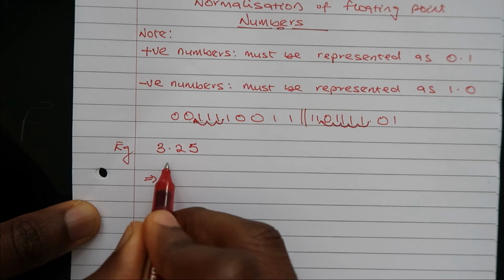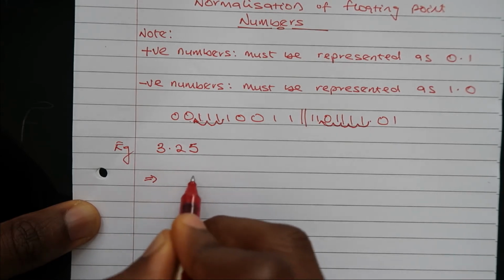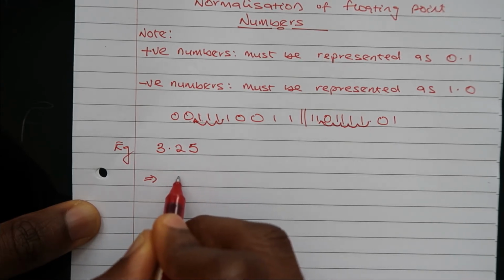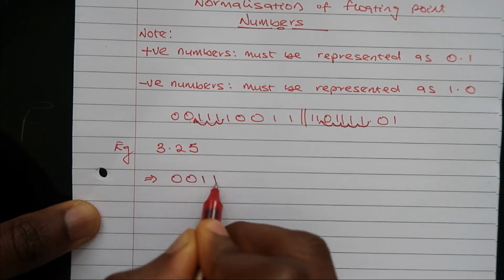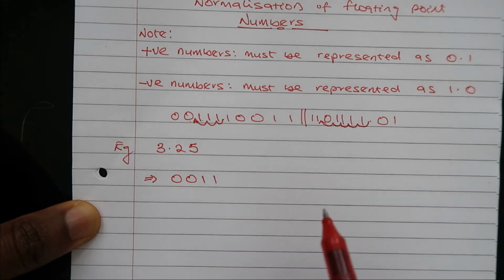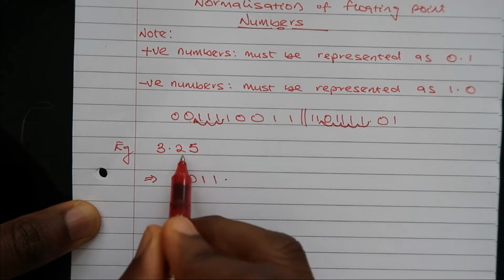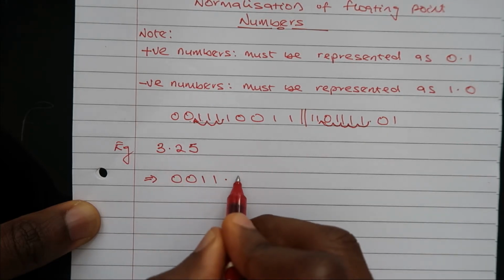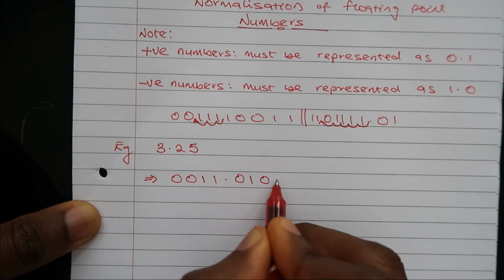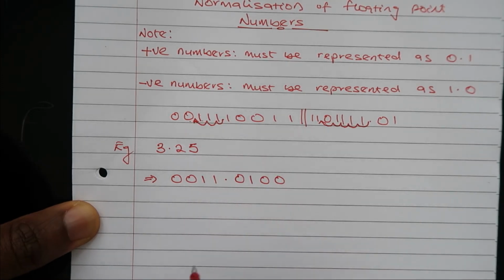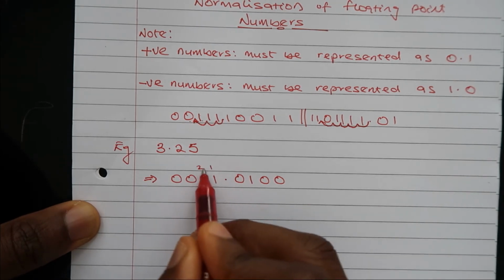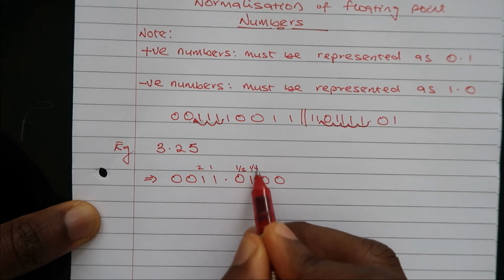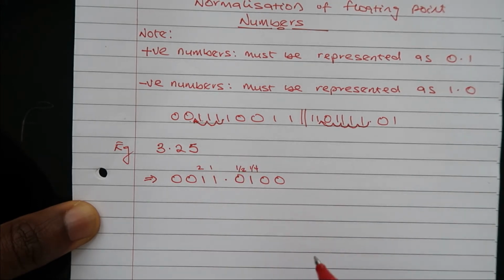So 3, we know that 3 is 1 1. I'm going to make it 4 bits, so I know that 3 is 0 0 1 1. And I know that 0.25 is 1 over 4. So 0.25 is 0 1. Again, I'll make it just 4 bits after, so that's 1 over 2, 1 over 4, 0.25.